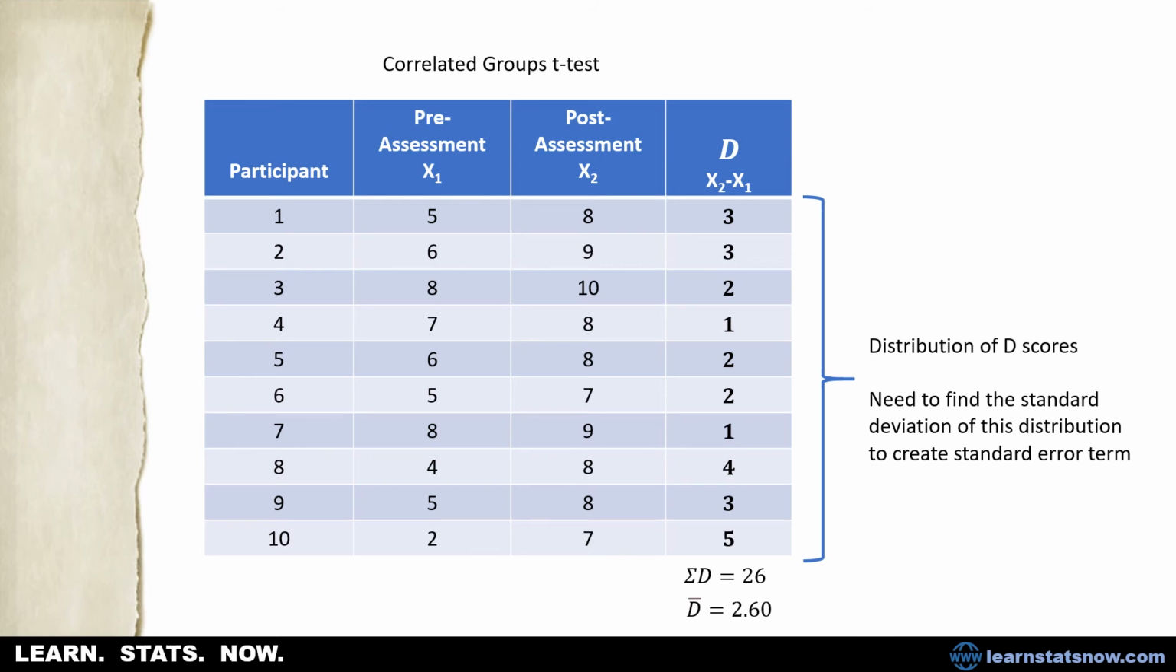So again, the steps are going to be a little bit different from what you've seen before, but ultimately we're always trying to figure out what is our measure of standard error, right? And in this case, the standard error is going to refer to the amount that we expect those D scores to deviate by chance or sampling error.